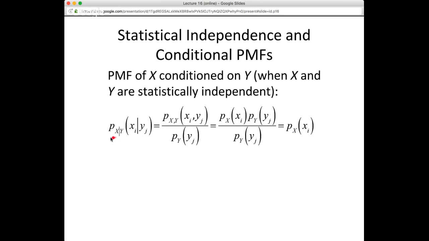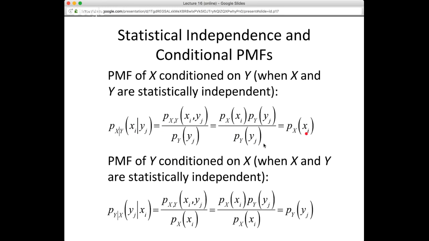So this is a case where the conditional probability of x conditioned on y just equals the marginal probability of x equal to xi. And you can also think about it intuitively: if x and y are statistically independent, then the probability that xi occurs is not going to depend on y, and so it makes sense that it would just be the marginal probability of x equal to xi. And exactly the same story, just flipping the variables around: if we're interested in the PMF of y conditioned on x, and they're statistically independent, that's just going to be equal to the marginal probability of y evaluated at yj.